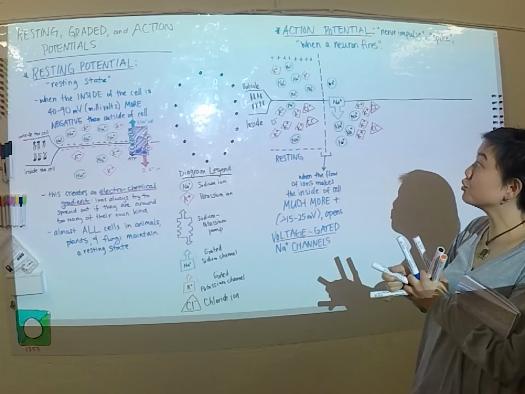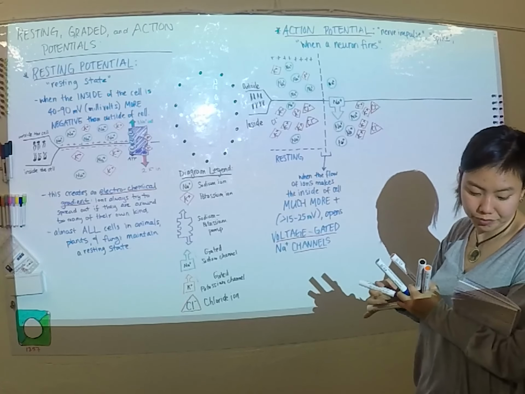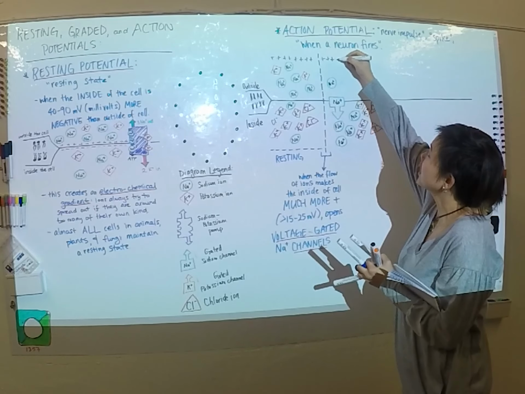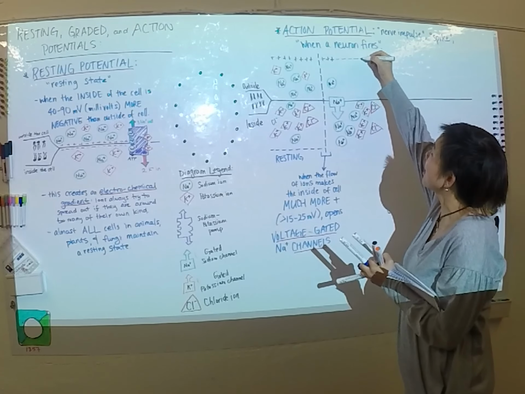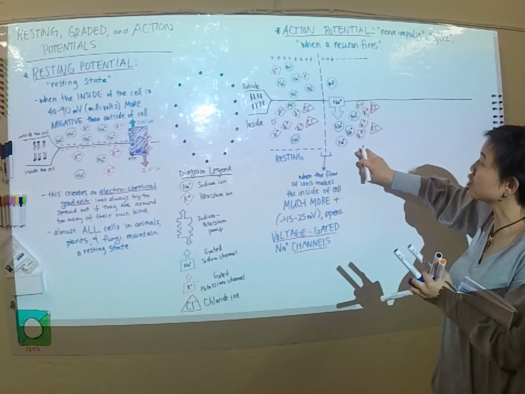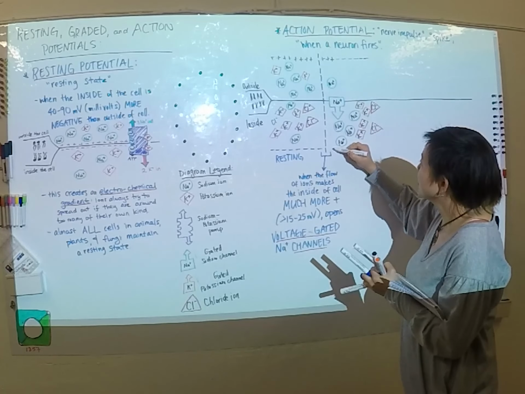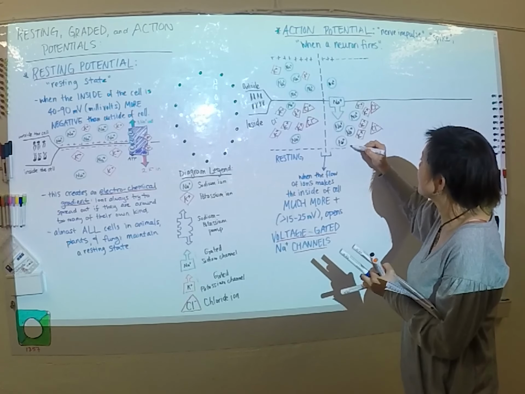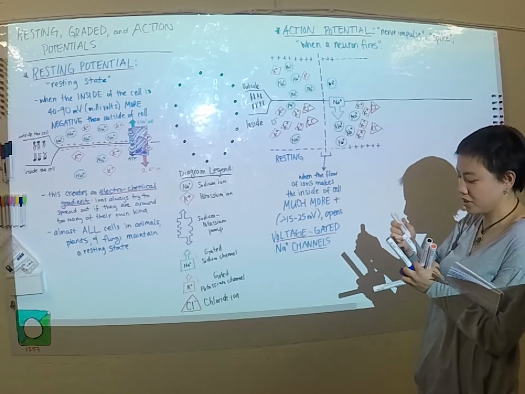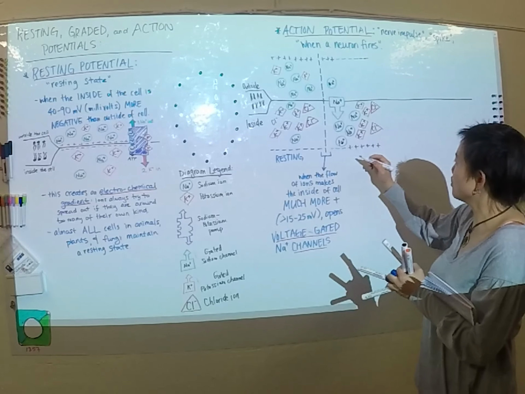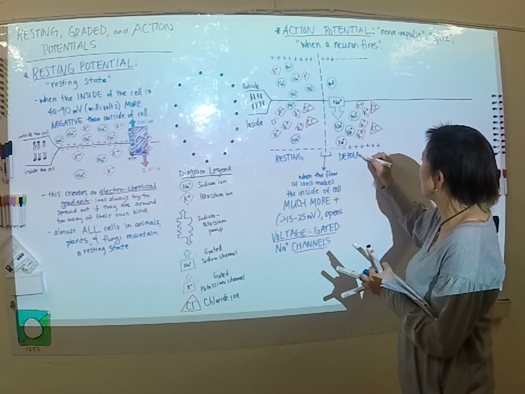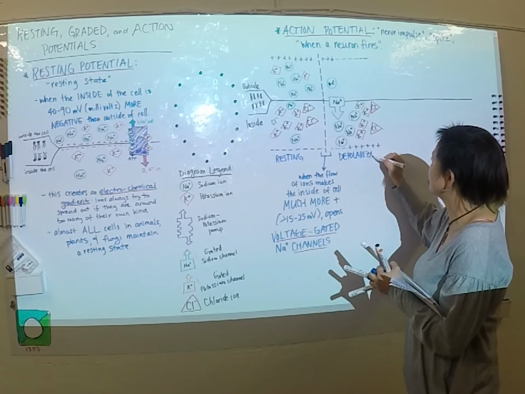So what does this do to the electrical potential? Okay, so it starts out positive, but then slowly the outside gets more and more negative as more and more sodium goes in here. And the inside starts out negative, but it gets more and more and more positive. And this state, we said, is called depolarization.